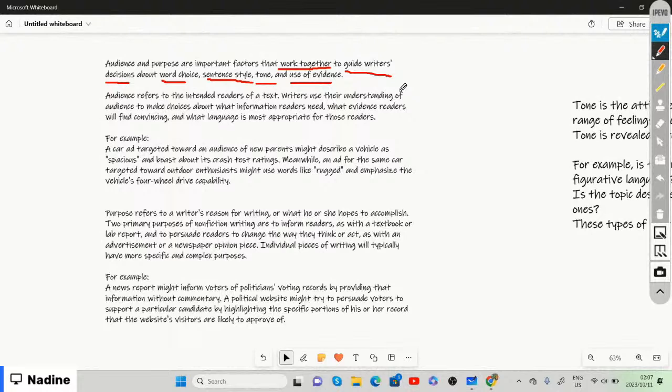And that is very important when it comes to audience and purpose, because especially if you hear the word audience, audience are your intended readers of the text. And remember, the readers of the text need to basically understand what your text is about. So which means that word choice is quite important. The style of the sentencing. The tone, is it a light tone, heavy tone, if it's quite harsh? And also the use of evidence within your either research, book, or so on.